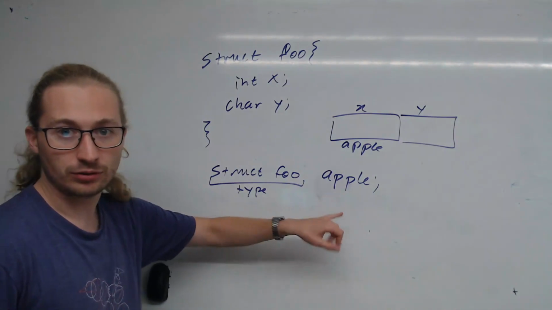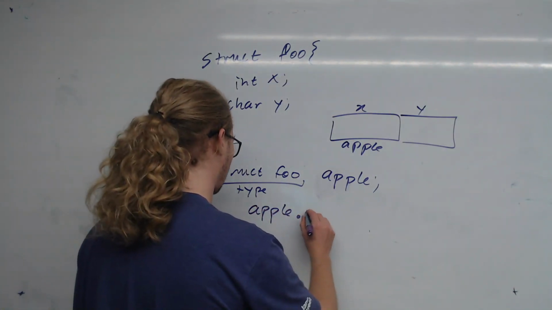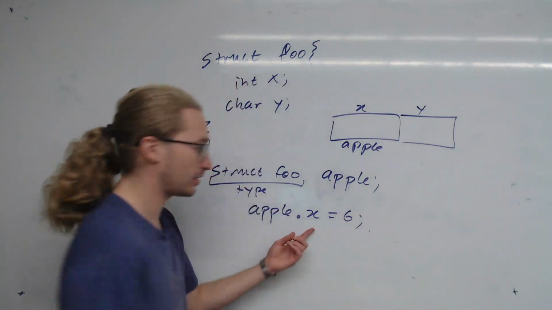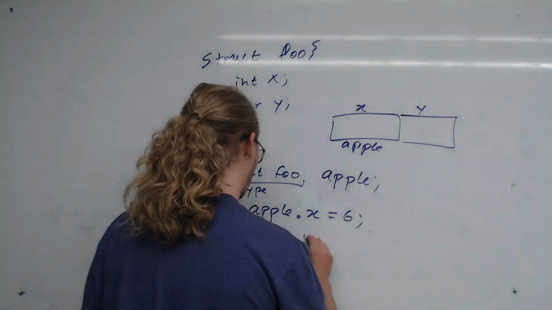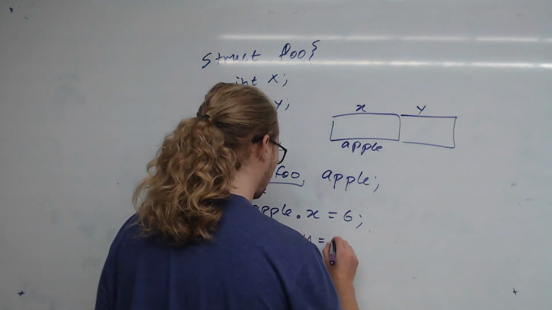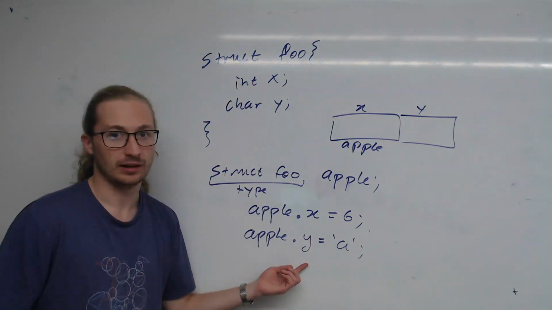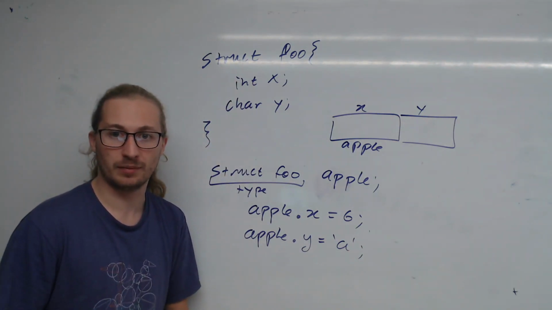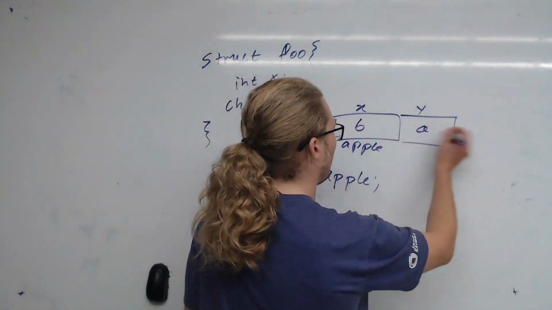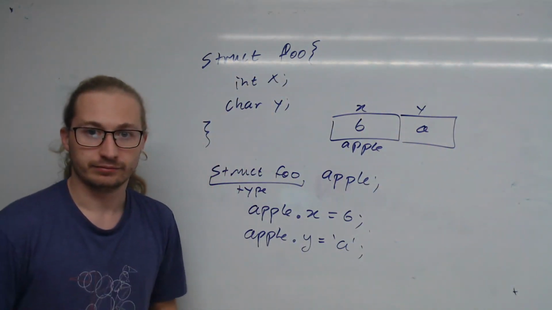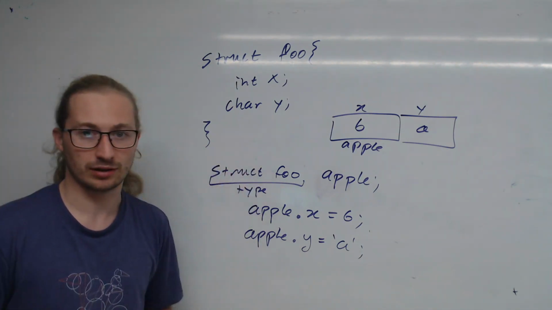So if I want to store things in my struct, I can do that by writing apple.x, and then I can store a 6 in the x, and I can write apple.y, and then store, I don't know, a character in the y. And then C will magically, automatically work out what offsets to store things at. So it'll put the 6 here, and it'll put the A there. So that's how we can implement like a tuple in C by using a struct.